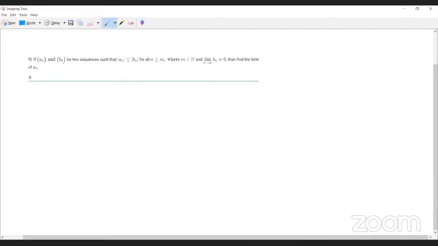Yeah, so let A_n and B_n be two sequences such that A_n is less than or equal to B_n for n greater than or equal to m, where m belongs to the natural numbers, and the limit as n tends to infinity of B_n equals 0. So I have one sandwich property here, like the lecture you must have seen, right?